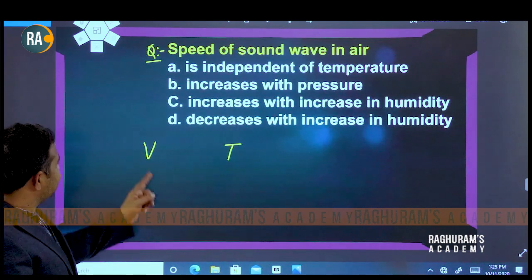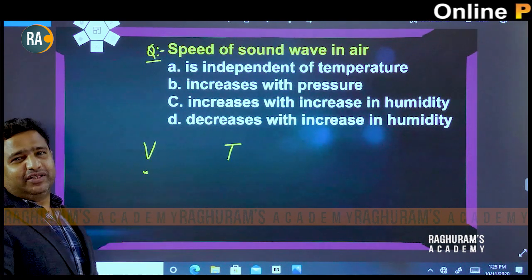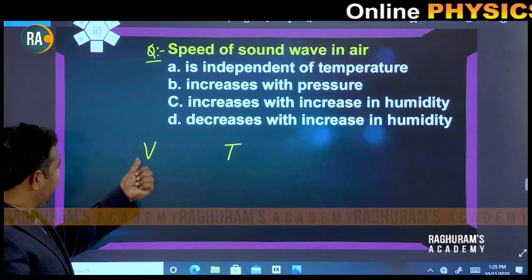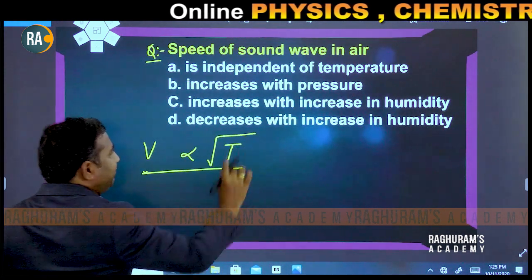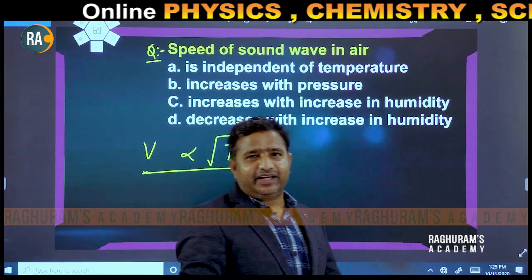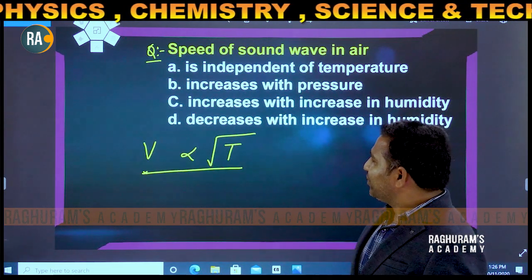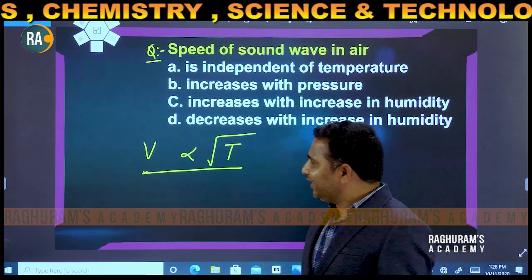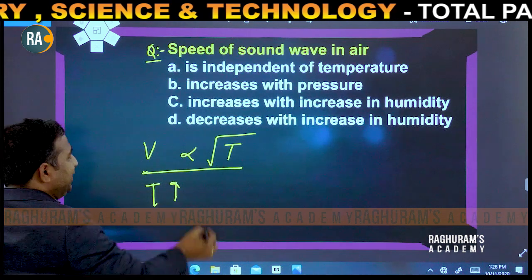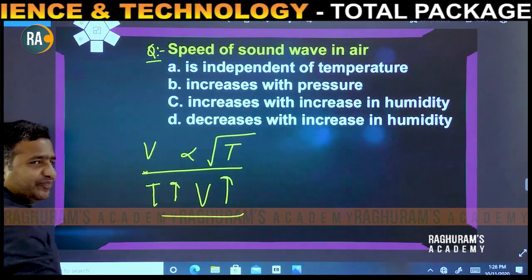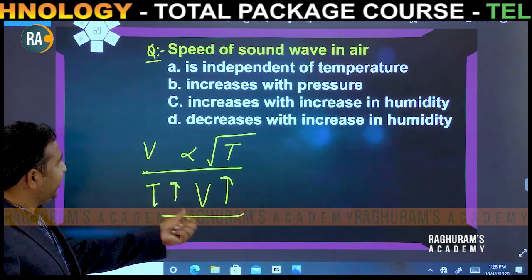The relation between velocity of sound, or speed of sound, and temperature is that both are directly proportional to each other. That means the speed of sound is directly proportional to the square root of the temperature. Directly proportional means if we increase the temperature, the speed of sound also increases.